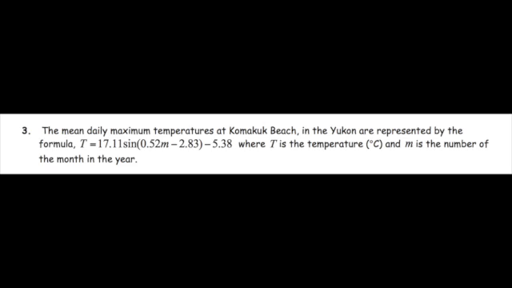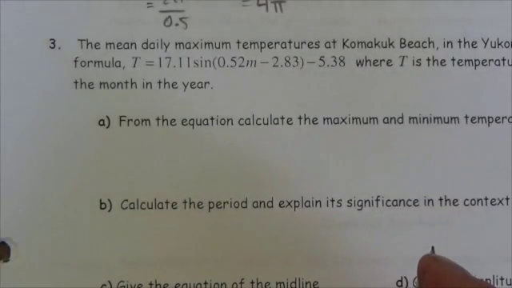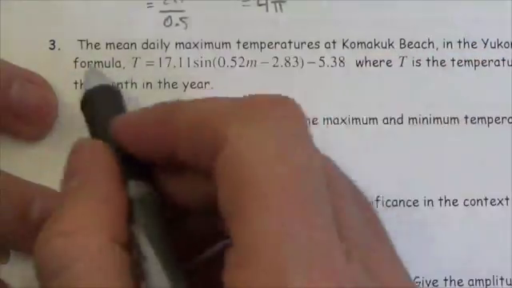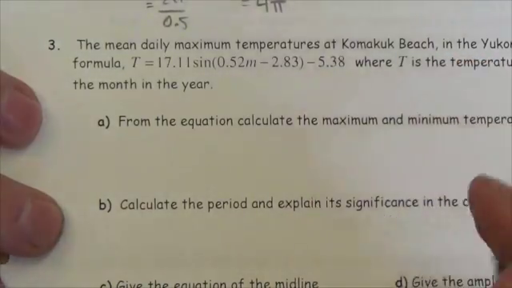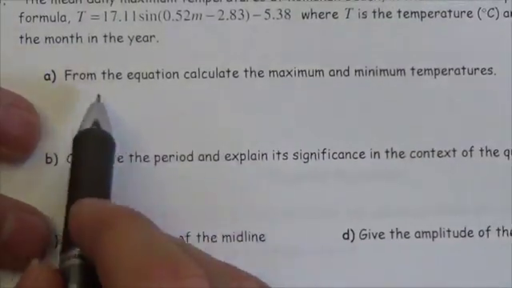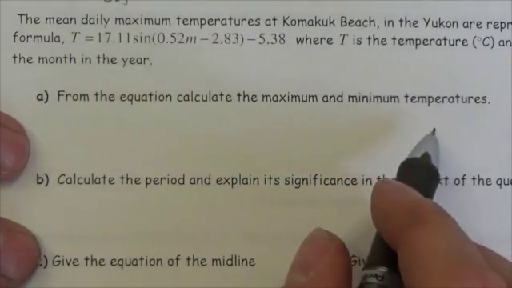The mean daily temperature of Comacock Beach in the Yukon is represented by the formula T is equal to 17.11 times the sine of 0.52 m minus 2.83, minus 5.38, where T is the temperature in degrees Celsius and m is the number of the month in the year. So we've got some information about how temperature behaves in this place in the Yukon here. The first question we get asked is, from the equation, calculate the maximum and minimum temperatures.